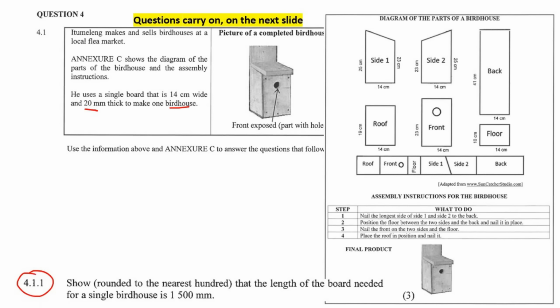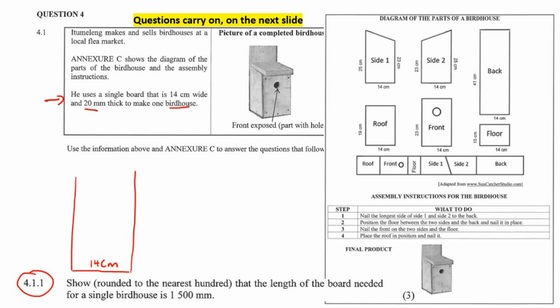So the first question for 3 marks says, show that the length of the board needed for a single birdhouse is 1,500 millimeters. In this part here, they tell us how wide his piece of board is. So let's say he uses a board like this. They tell us how wide it is, 14 centimeters, and that makes sense because for all of these parts on the birdhouse, all of their widths are 14. Can you see that? All of the widths are 14, so that makes sense why he uses a 14 centimeter wide board.